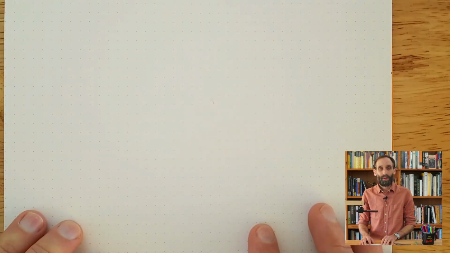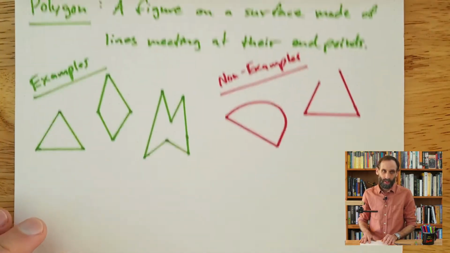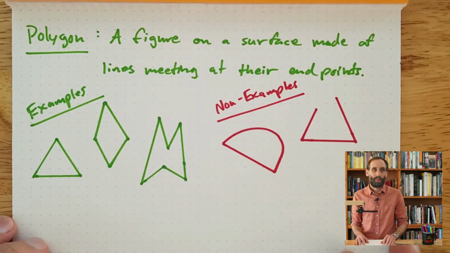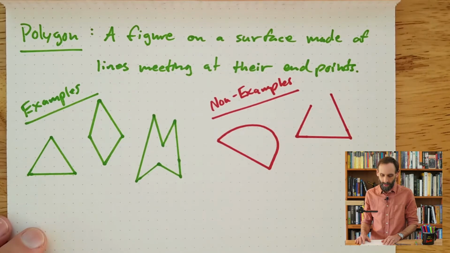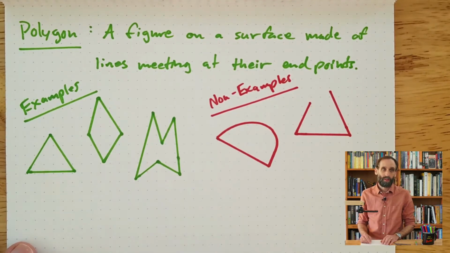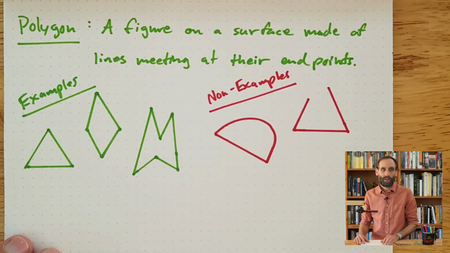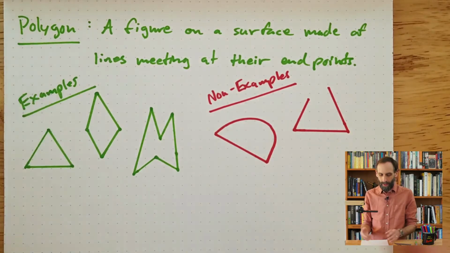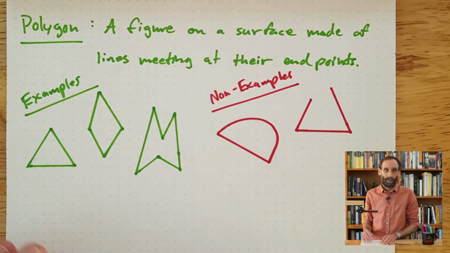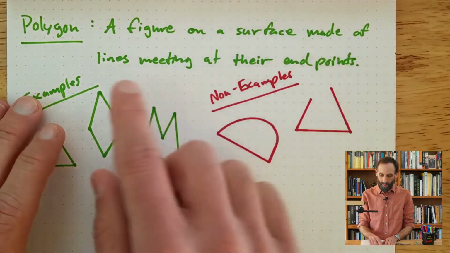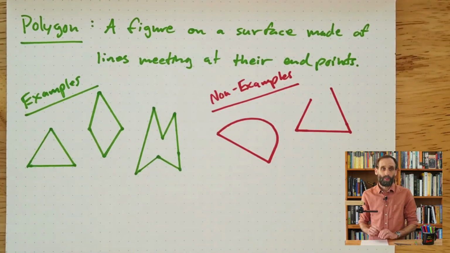Okay, so now let's talk about what those terms mean. First, let's start with the polygon, okay? And we actually defined this in our axiomatic system, but just to go ahead and talk about it again, I'll make sure we're on the same page here. A polygon is a figure on a surface, like this dot grid sheet of paper, and it is made up of lines meeting at their endpoints.